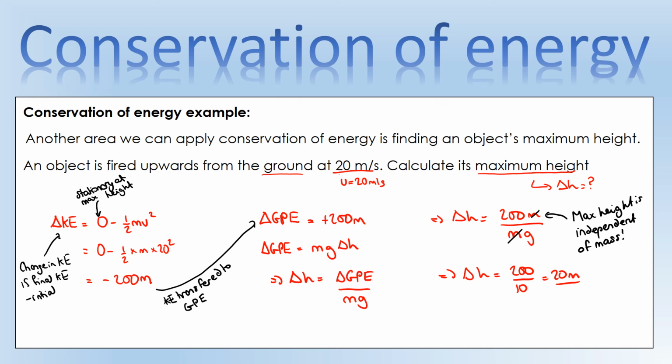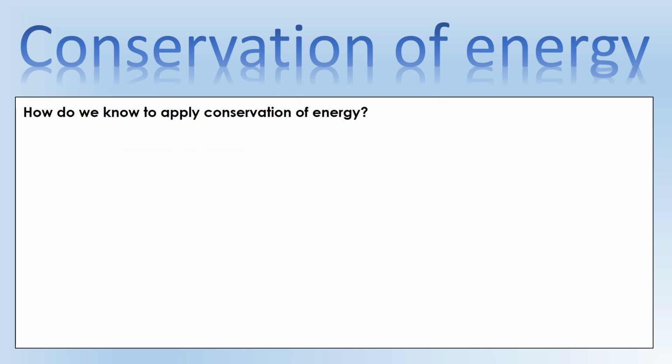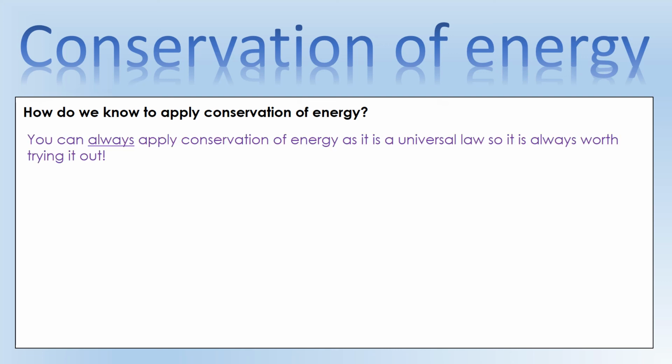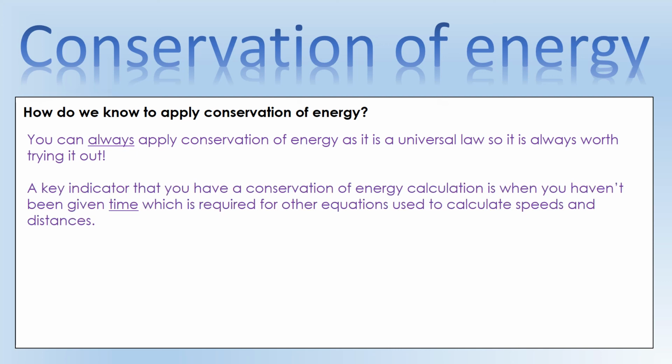So I want to show you indicators that we should be applying conservation of energy in a question. First thing is, we can always be applying conservation of energy because it's a universal law. So if you're looking at something and you're not sure how to approach it, conservation of energy is a good starting point because it always works. Some indicators that I will use to notice a conservation of energy question is if we haven't been given a time, because all other methods to calculate distances and speeds will require time. You know, for things like using acceleration, average speed equations, all those things, they all need time. And if we haven't got time, that's telling me conservation of energy is probably what we're using here.